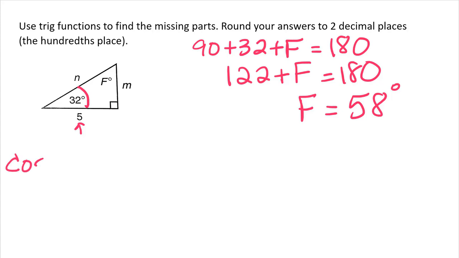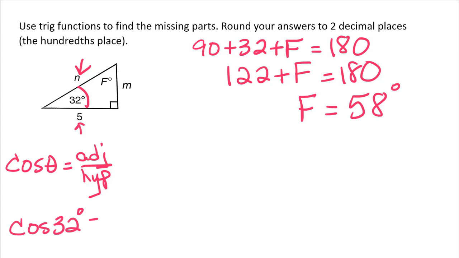Which trig functions involve adjacent? The cosine of an angle is equal to adjacent over hypotenuse. So we will use cosine to figure out what n is, because that's the hypotenuse. We have the adjacent, we have the angle theta, and so we can use cosine. So cosine of 32 degrees is equal to 5, the adjacent side to 32, over the hypotenuse n.